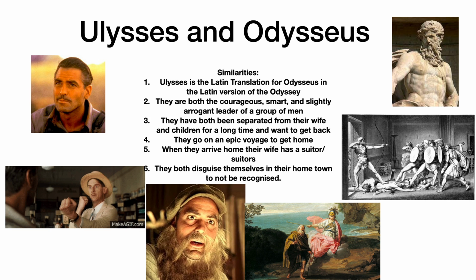And when they arrive home, they meet the wife's suitors. In the film's case, it's just the one suitor, and in the Odyssey, Penelope has hundreds of suitors. When they get home, they also both disguise themselves as a beggar, so they are not recognized. For Odysseus' sake, it's because he is famous and people think he's dead, and for Ulysses, he's on the run from the law and does not want to be recognized.